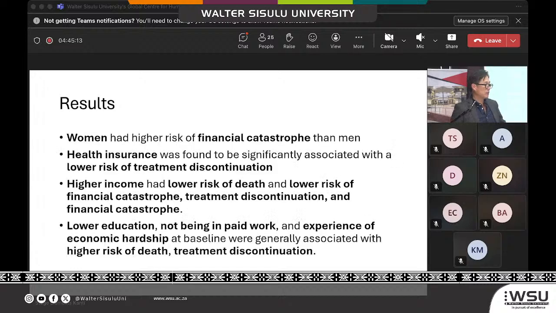Some of the details around those results: women had a higher risk of financial catastrophe than men. Health insurance, not surprisingly, was significantly associated with a lower risk of treatment discontinuation. High income had a lower risk of death, financial catastrophe, and treatment discontinuation. Not surprising: the higher your income, the better off you're going to be in terms of outcome. Lower education, not being in paid work, and experience of economic hardship at baseline were generally associated with higher risk of death and treatment discontinuation. Again, not too surprising. The worse you were in terms of education, the worse the outcomes were likely to be.